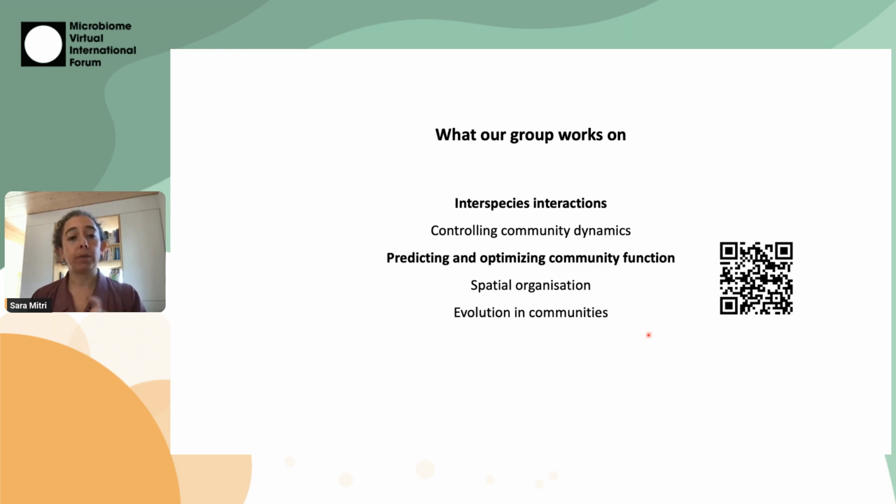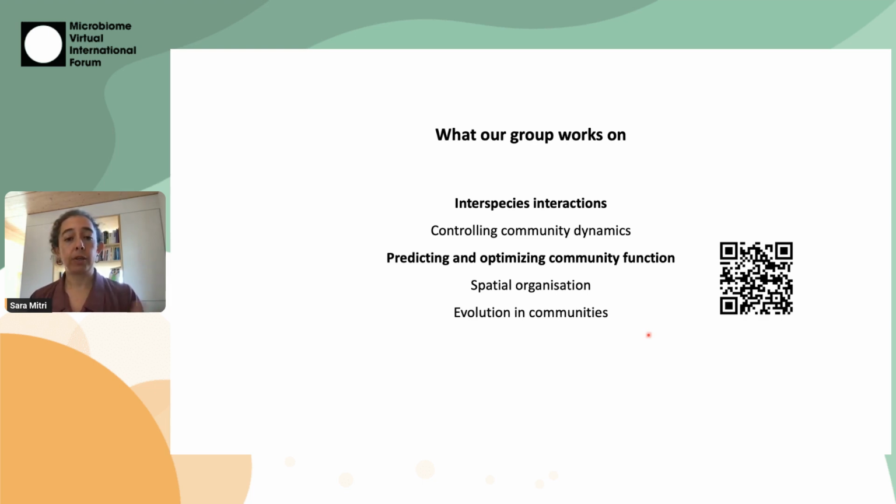We're interested in the mapping between community composition and community function. So how do you get a specific function from your community? How do we predict that, and can we optimize it as well? We also look at not just well-mixed microbial communities, but ones that are organized in space. And we're interested both in the ecology, but also in the evolution that happens within these communities.